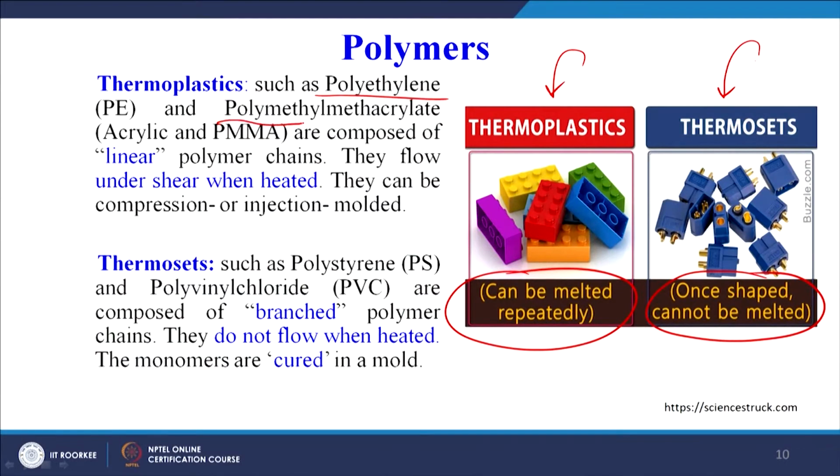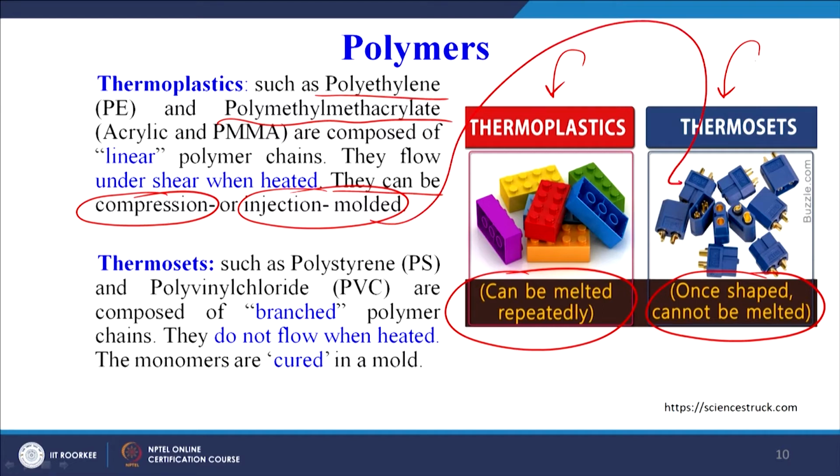Now thermoplastics examples are given here: polyethylene and polymethyl methacrylate, PMMA, are composed of linear polymer chains. They flow under shear when heated. They can be compression or injection molded. So the processes are also listed here: thermoplastics can be made by the compression molding process, they can also be made by the injection molding process, and these parts shown here in blue must have been made by the injection molding process.